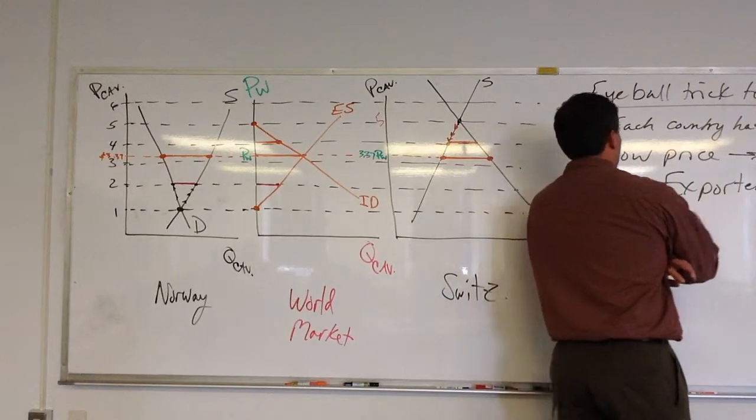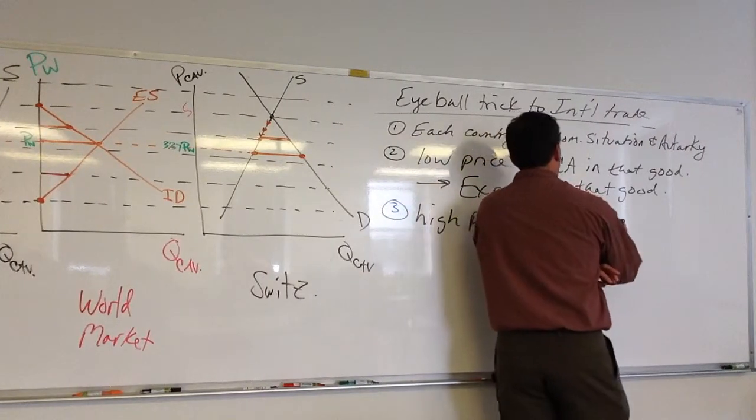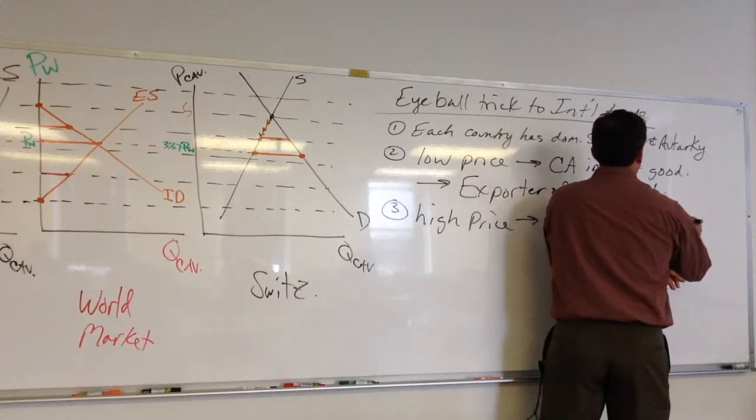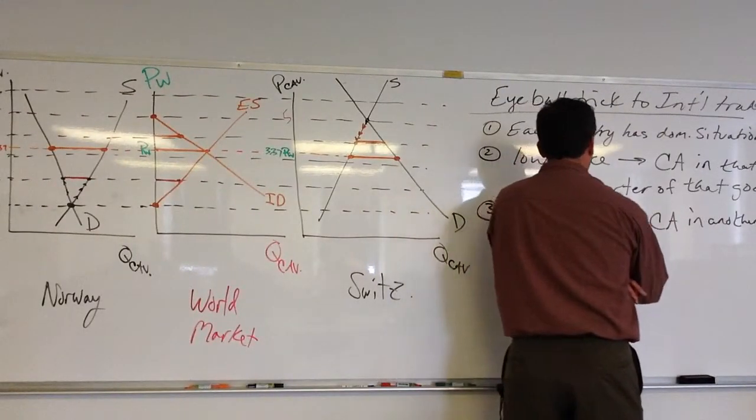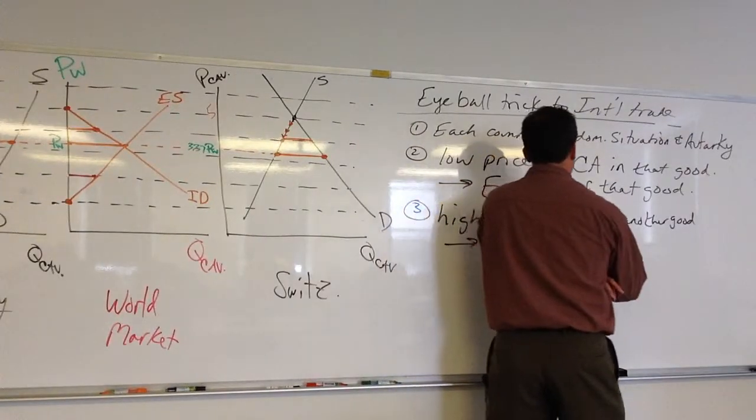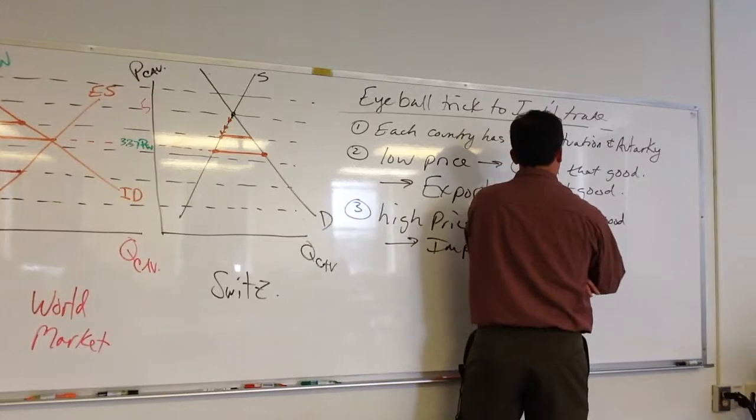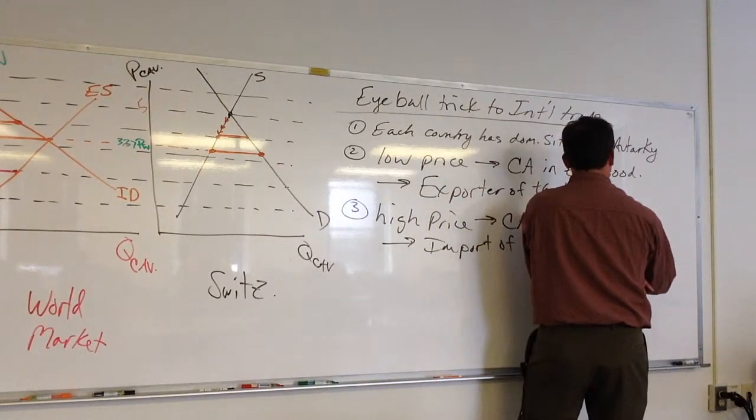The high price country has comparative advantage in another good that we don't know about, and that means they're going to be the importer of this good or that good. I'll just put on here caviar.